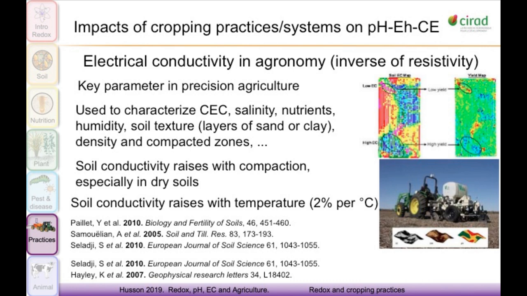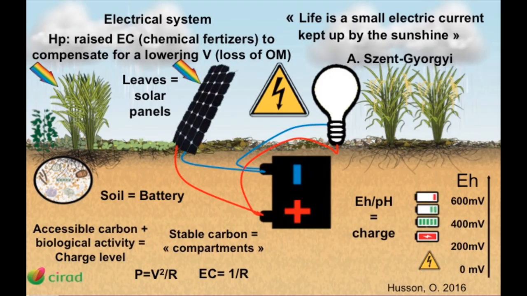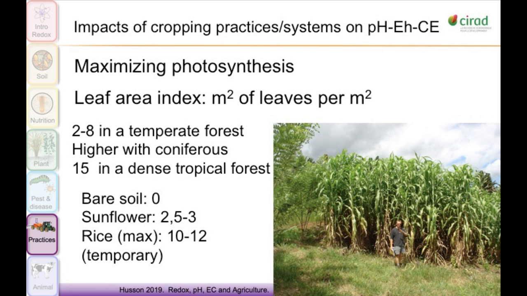Okay. So if you have very low electric conductivity, you don't produce. It's empty soil, I think. If you have very high electric conductivity, you produce a lot. But you empty your battery. Okay. And I believe that we mask the decrease in organic matter in our soil. That means the battery is getting empty, the voltage is going down. And to keep the production, we raise the electric conductivity through chemical fertilizer. And doing this, we produce a lot, but we lose more organic matter faster. And if you don't have the solar panel, you're dead.